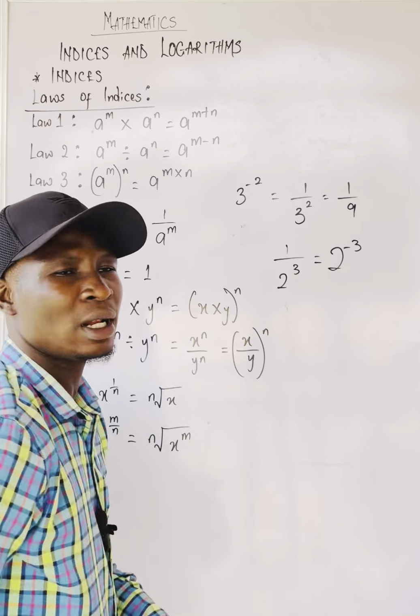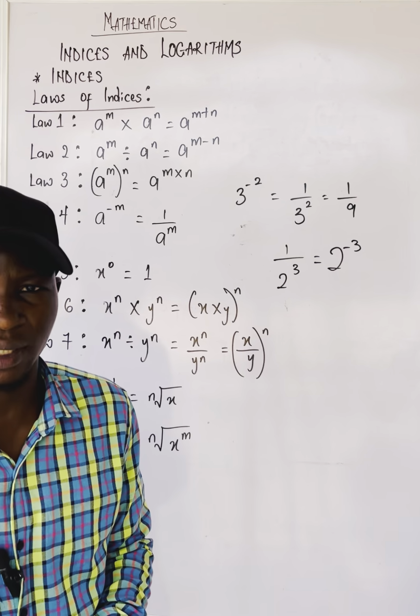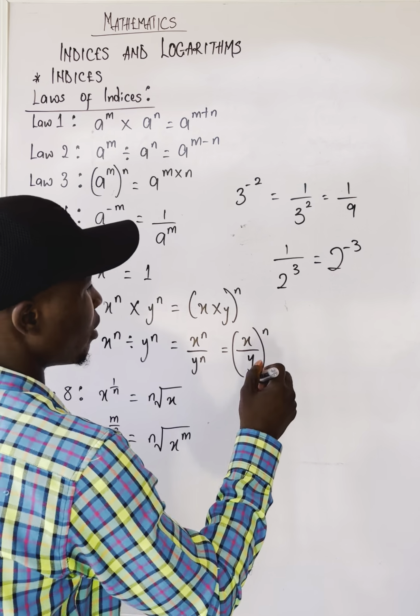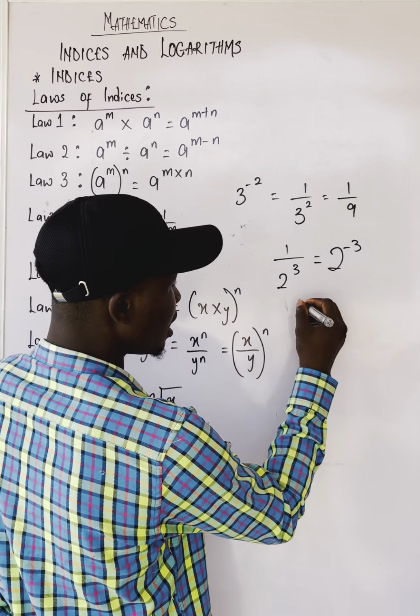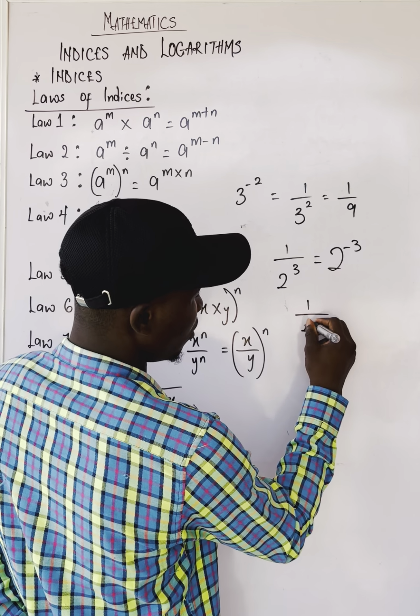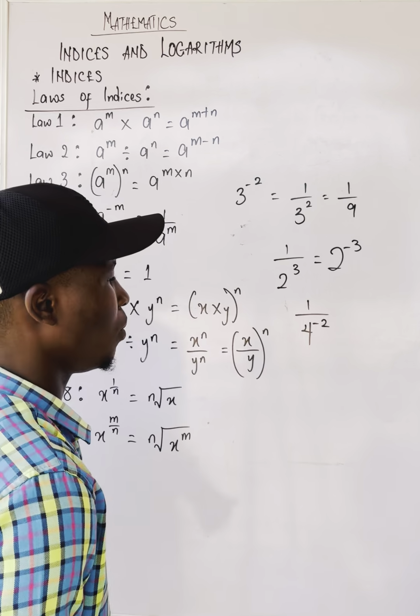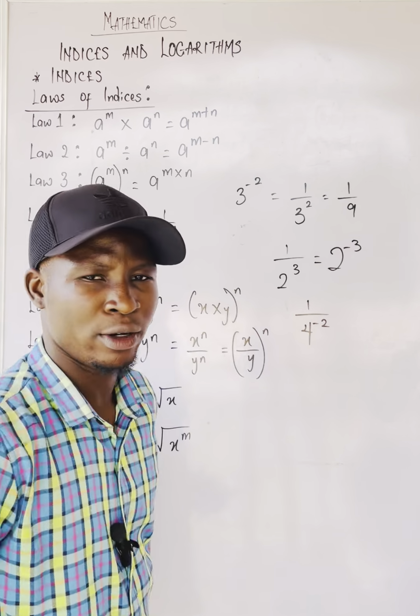So what will it be? It will now be, if I'm taking it up, it will now have a minus, negative. So you get. Now, let me give you another one to solve. Let me say I'm giving you 1 over 4 to the power of minus 2.